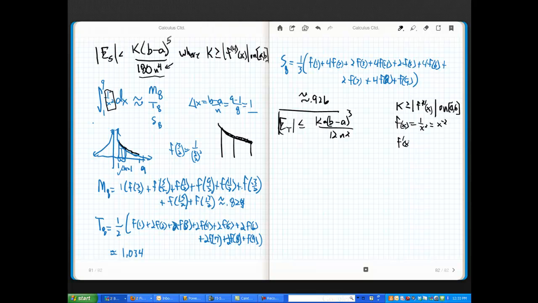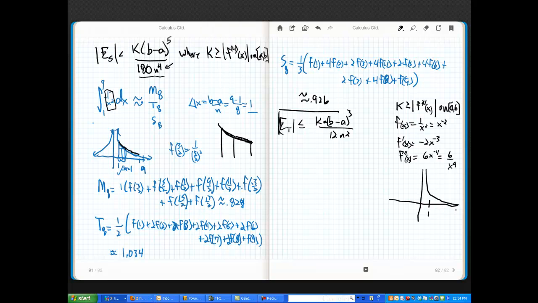So f primed of x is going to be negative 2x to the negative 3. F double primed of x is going to be 6x to the negative 4. Now think about what this looks like. This is 6 over x to the 4th. What does this function look like? Well, it looks a whole lot like 1 over x squared, only it gets really close to 0 really quickly.